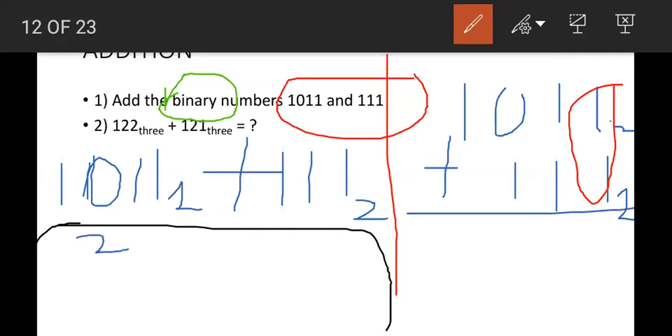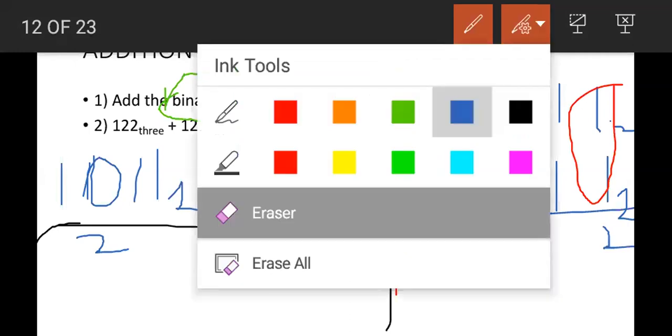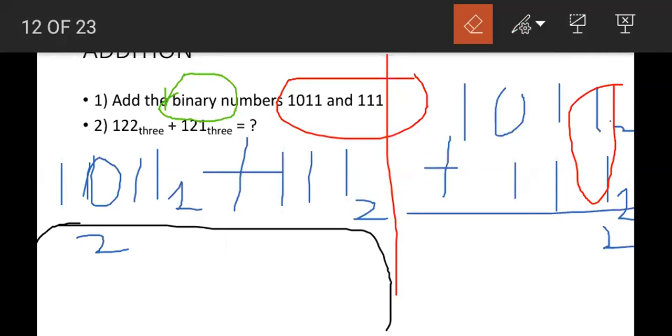We cannot write the 2 here. Why? Because it is bigger than, or equal to, our given base. So you will not write it. I want to believe you are getting me. You will now convert the answer that you get to the base that you are given.